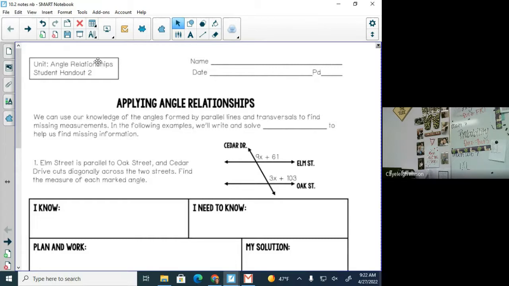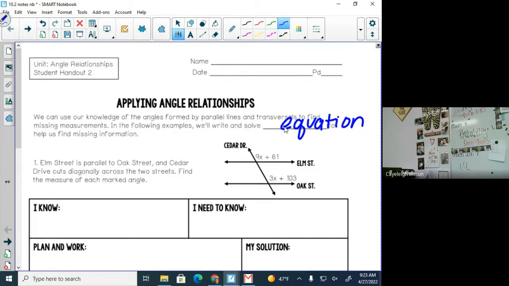Okay, so it says we can use our knowledge of the angles formed by parallel lines and transversals to find missing measurements. In the following examples, we'll write and solve an equation to find the missing information. So remember our steps for solving an equation. I always distribute and combine like terms. Then I put all my variables on one side of the equal sign. Then I isolate the variable and make it x by itself. Okay? So we're going to use those steps again.